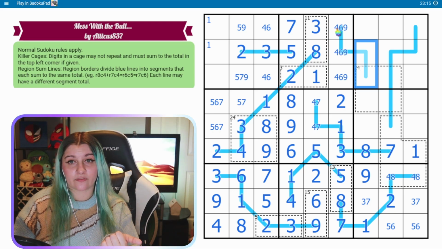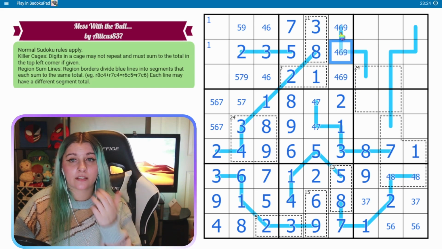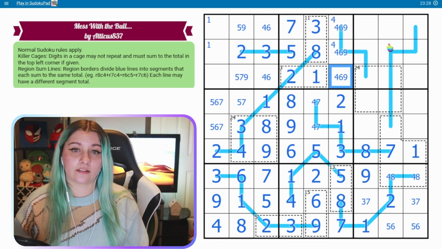What if I did 6 and 9 for 15? I can't do 6 and 9 together. I can't use an 8 or a 9 here. Okay, so I'm definitely using a 4. We'll start there. This won't be a 4.